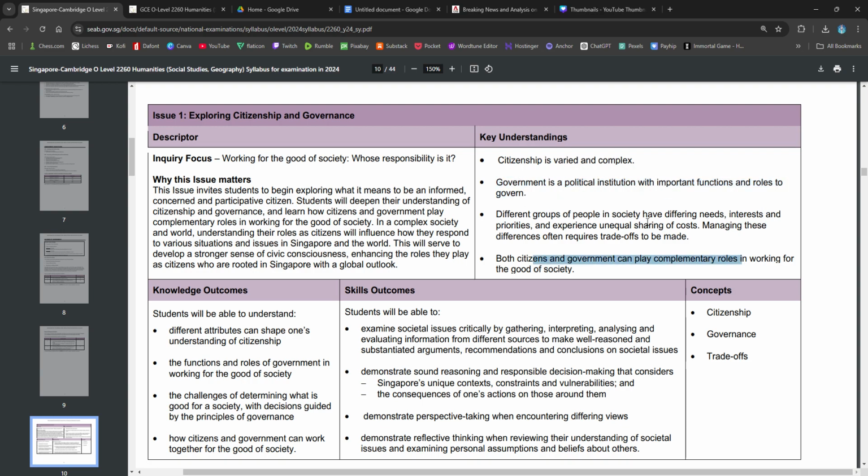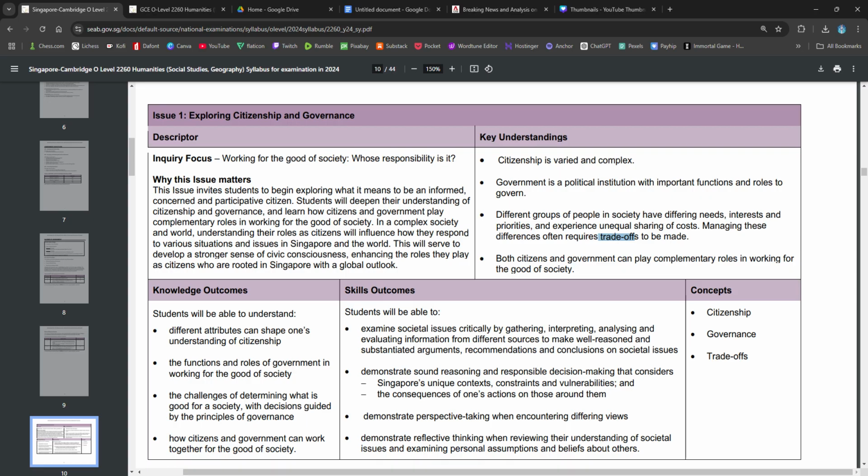Institutions, unequal sharing of cost, differing needs. You see these keywords here, right? Citizenship is complex, varied and complex. Those are keywords. It's a political institution with important functions and roles. Differing needs and interests and priorities, unequal sharing of costs, and trade-offs. So these here are really the keywords.